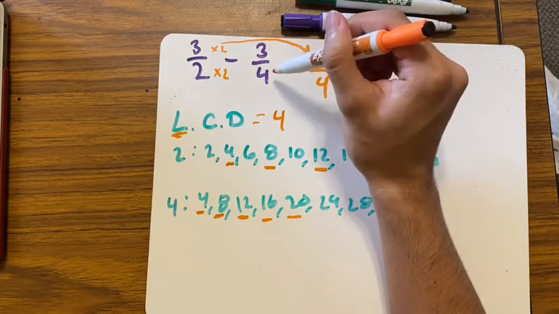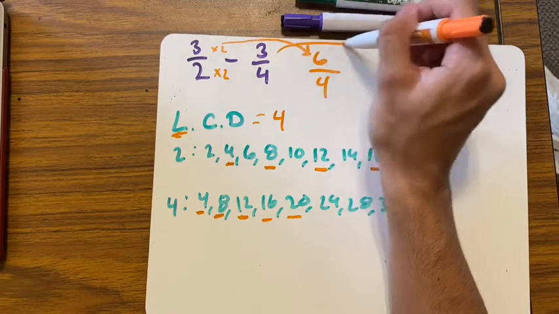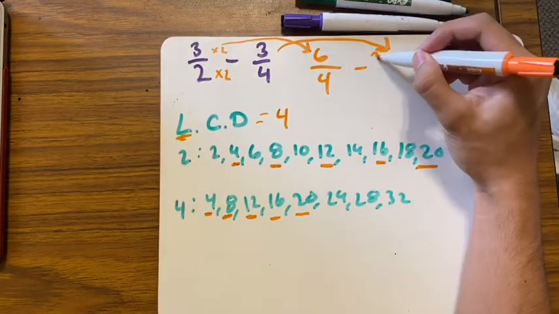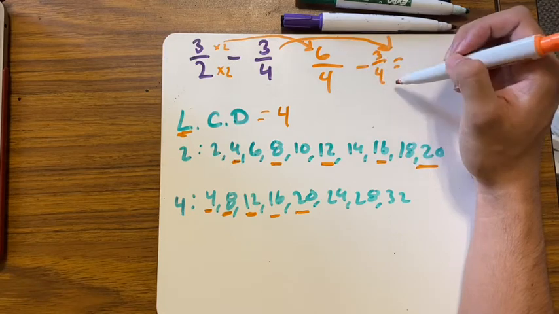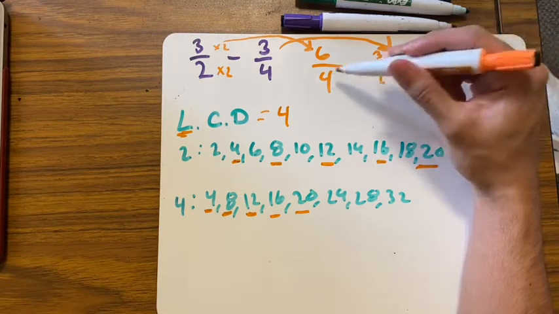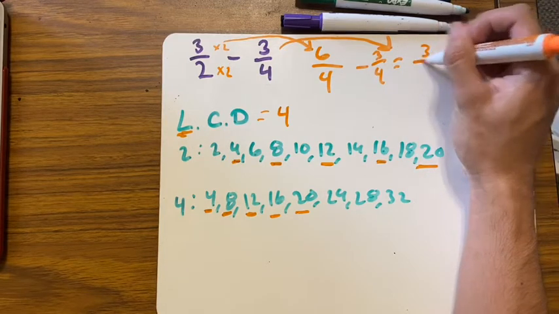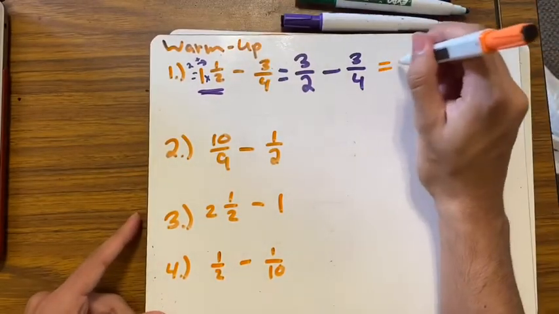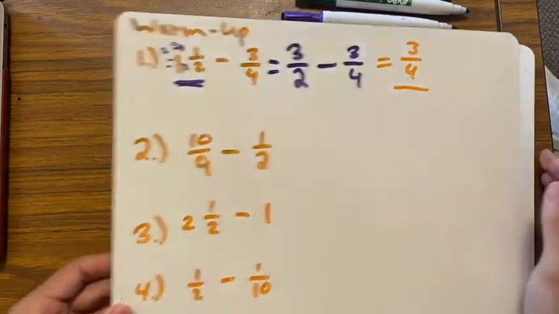What about this 4? How can I multiply this 4 to become a 4? Well, it already is, so we don't need to do anything to it. So now I have 6 over 4 minus 3 over 4. My denominators are the same, so I could go ahead and subtract. 6 minus 3, 3 over 4. So my answer is 3 over 4. All right, simple.